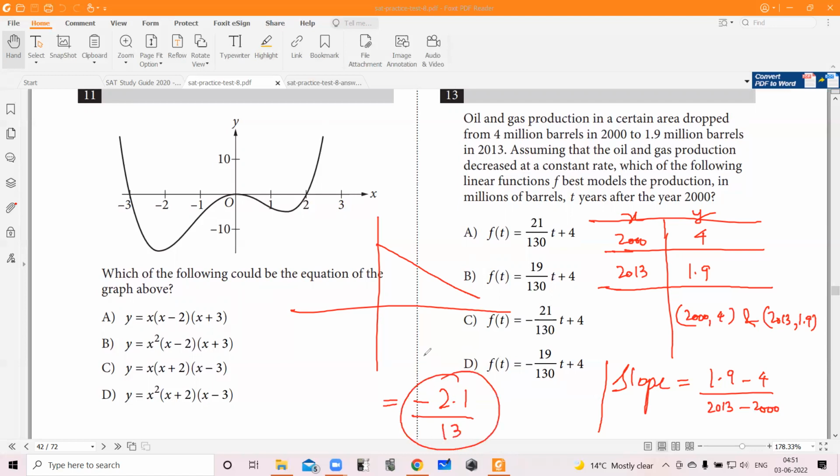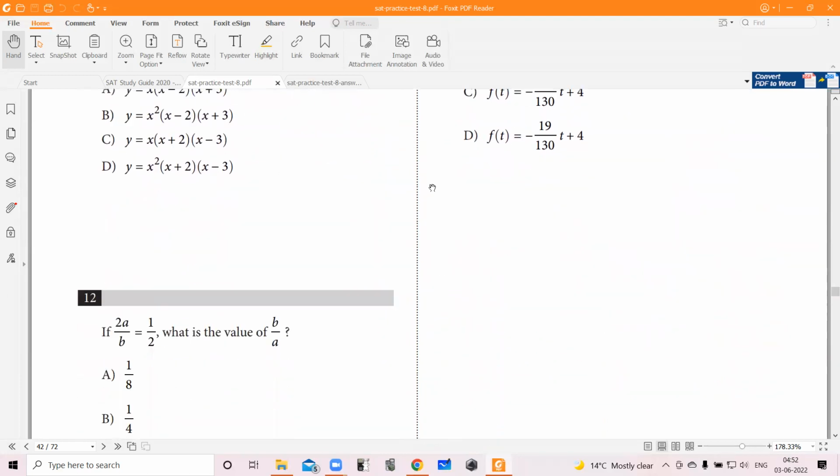So can you check which option has this slope? C. C, right, because you'll have negative 2.1 divided by 13. So we have done. And that's correct because the y-intercept is 4. Correct, yes. The y-intercept is 4 for all the options, so this will not help us, but the slope helped us. Yeah. Correct. We are done. Okay.